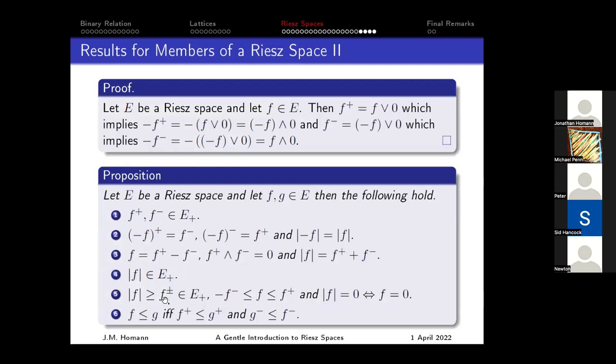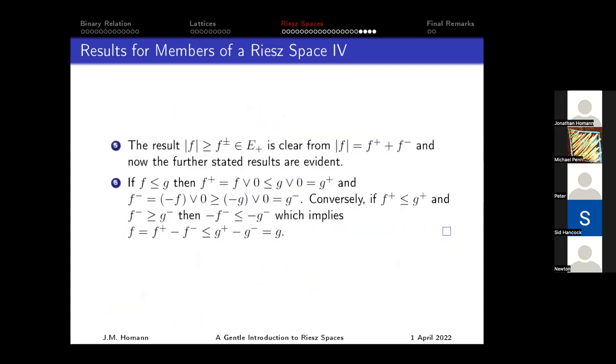So with this happening, it is clear that minus f minus is dominated by f, which is dominated by f plus, and absolute f is equal to zero if and only if f is equal to zero. So for the last one, if f is dominated by g, then let's exclude these parts here. We have that f sup zero is dominated by g sup zero, since we're just applying the supremum with zero on both sides of the partial order. But f sup zero is equal to f plus, and g sup zero is equal to g plus. So if f is dominated by g, then f plus is dominated by g plus.